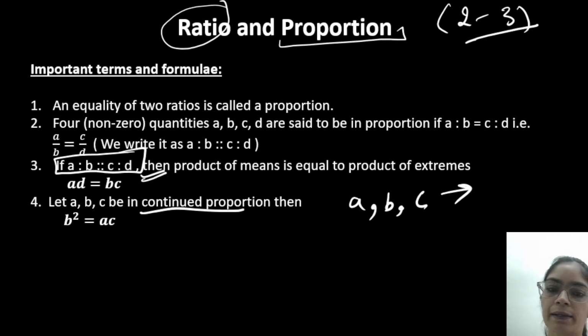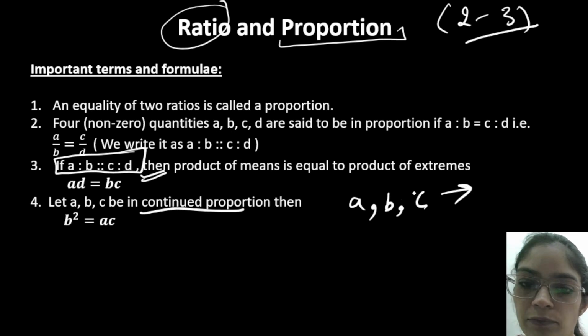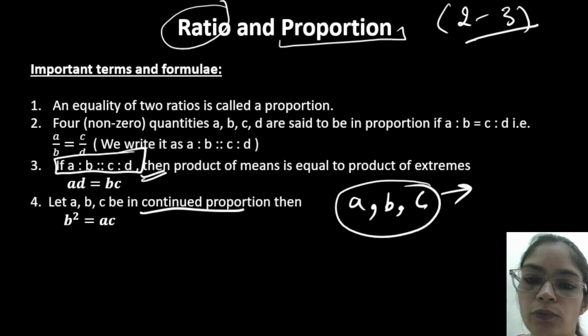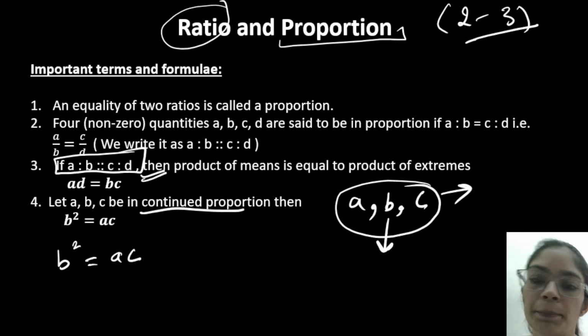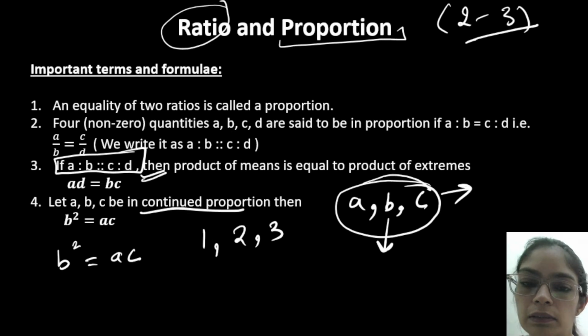If the word continued proportion comes, you always have to remember that instead of four numbers we have three numbers. The formula is B square is equals to AC. That means the square of the middle one is equals to the product of the outer ones. Like for example, 1, 2, 3, if these numbers are there.